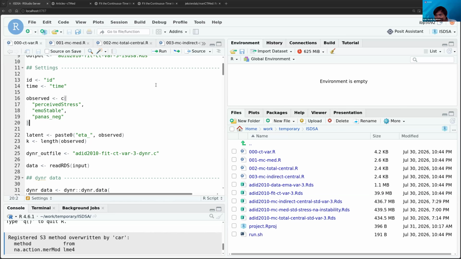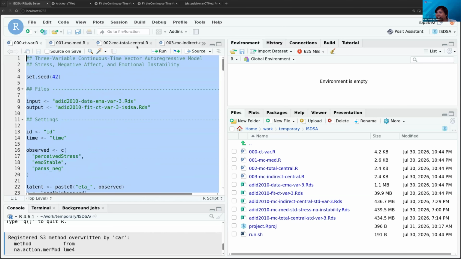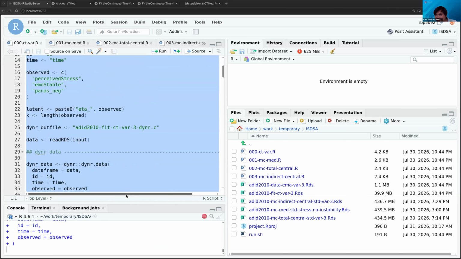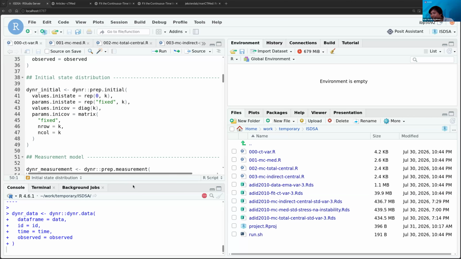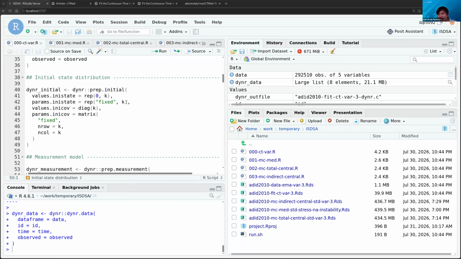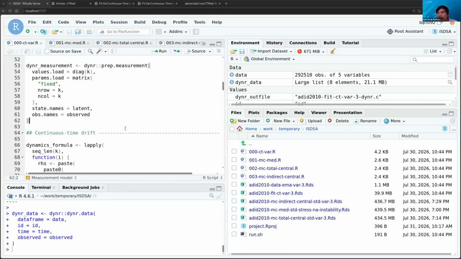Okay. So I can read in the data. And my computer's not cooperating. Okay. So for the measurement part, okay, what's this? Sorry.